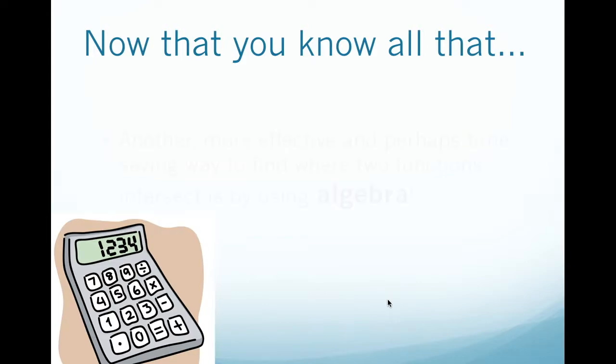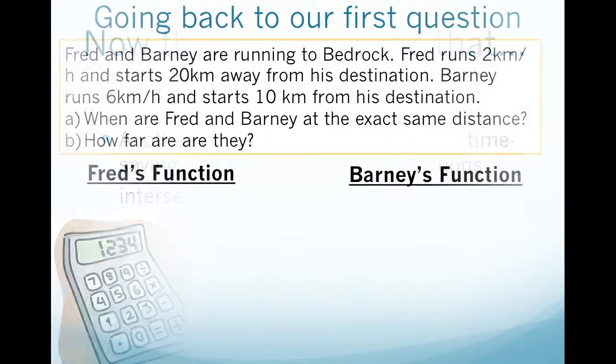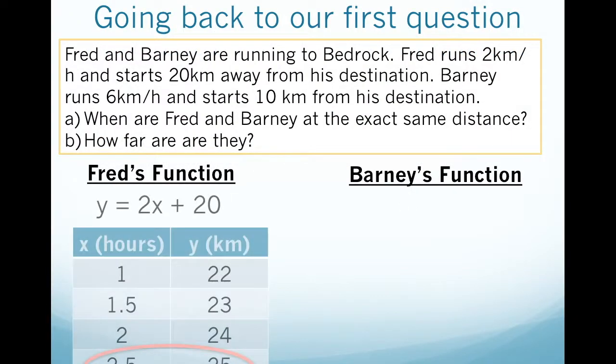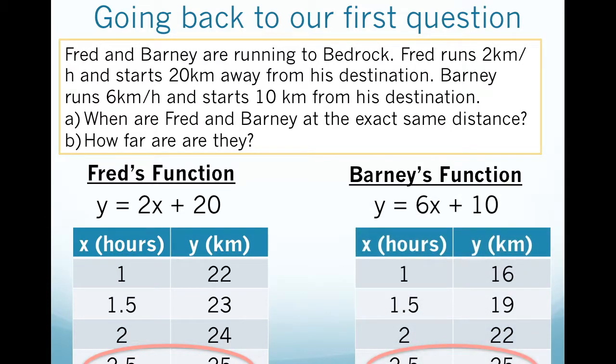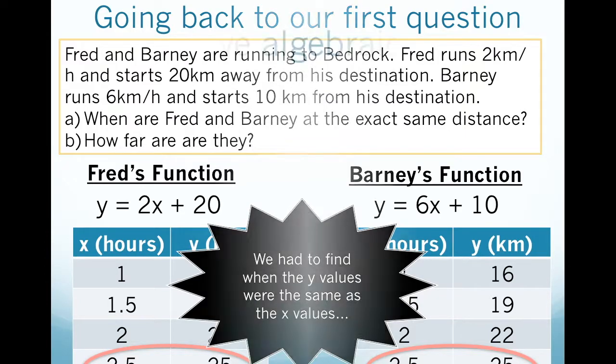Now that you know all that, another more effective and perhaps for you time-saving way is to find where two functions intersect by using algebra. Let's go back to our first question about Fred and Barney. We had this for Fred and this for Barney, and we had to find our table and where they intersect. So basically we need to find when the y values were the same as the x values. That's essentially what we were doing.